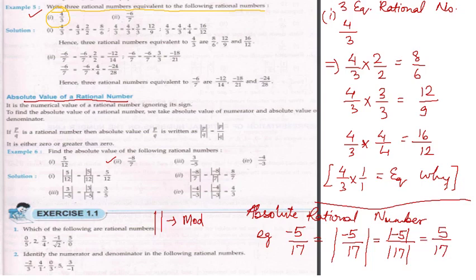See, absolute value we can tell directly also. For minus 5 by 17, it is 5 by 17. For 6 by minus 13, also it will be 6 by 13. But you have to show the steps. Clear? Okay. Now, your today's homeworks are this question 1, question 2.